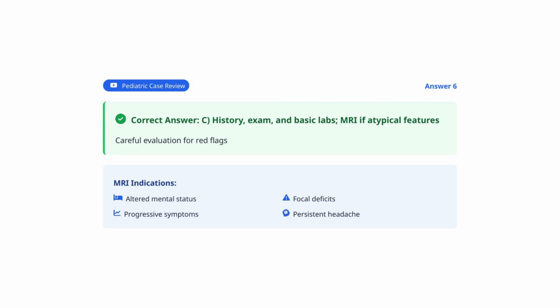For a child with typical post-varicella cerebellar ataxia, start with thorough history, physical examination, and basic laboratory tests. Brain MRI is indicated when there are atypical features such as altered mental status, focal neurological deficits, asymmetric findings, persistent headache, or progressive symptoms. Lumbar puncture may be considered if meningoencephalitis is suspected, but is not routinely needed in classic cases with normal mental status.